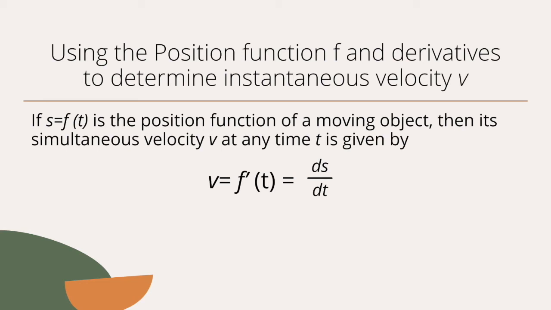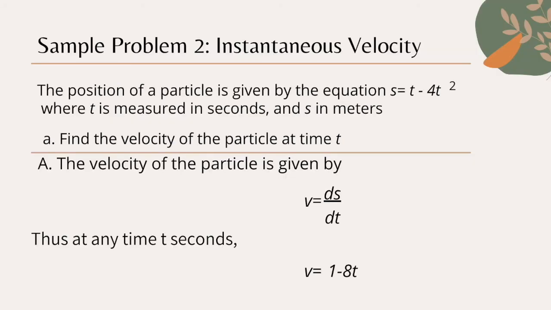order for us to determine instantaneous velocity v. If s is equal to f of t is the position function of a moving object, then its instantaneous velocity v at any time t is given by this equation. Let us try and use the equation.